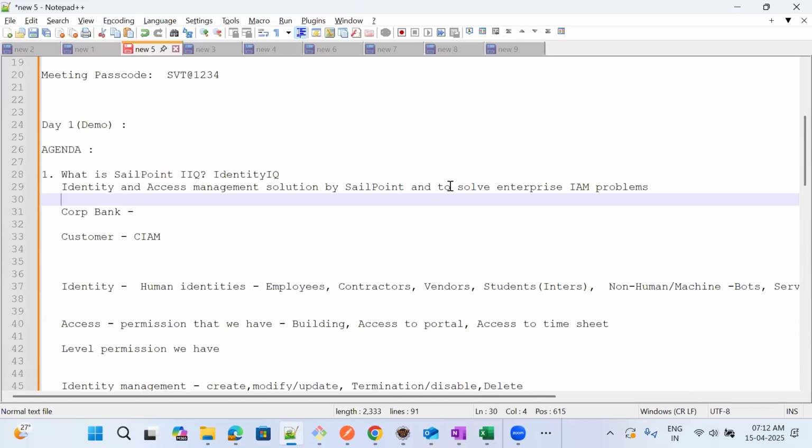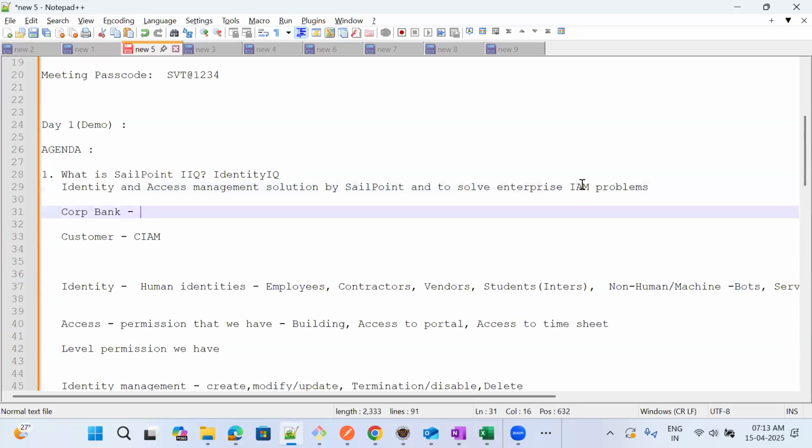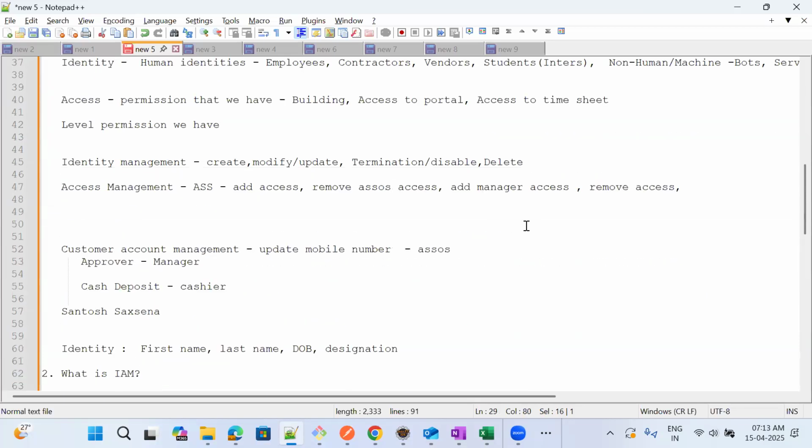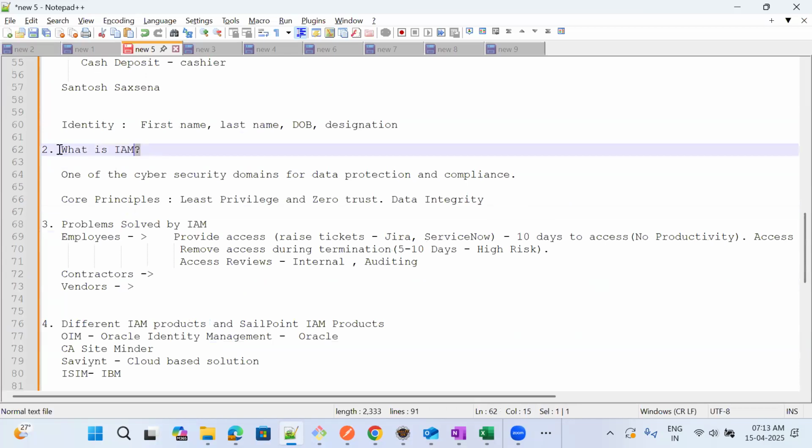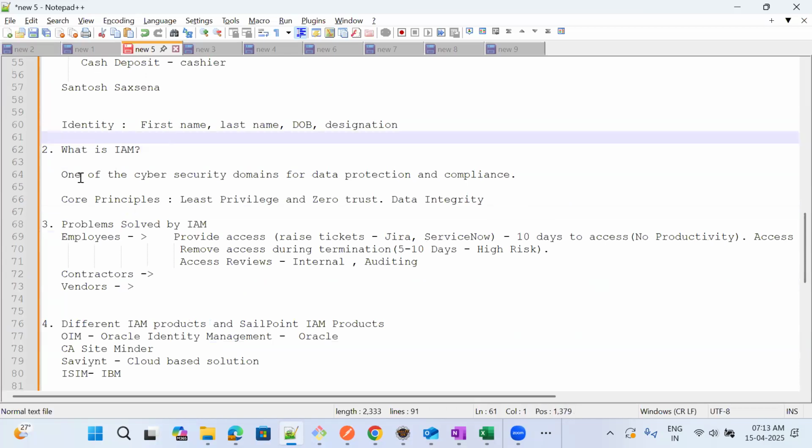Okay. And we also mentioned we will solve some enterprise IAM problems, right? Now let's understand what IAM is. Once we understand what IAM is, then we'll see what problems this IAM domain is facing. Later on, we'll see how we are going to solve these problems. Okay. So what is IAM? Any idea? Anyone? As per your understanding, what is your understanding of IAM?